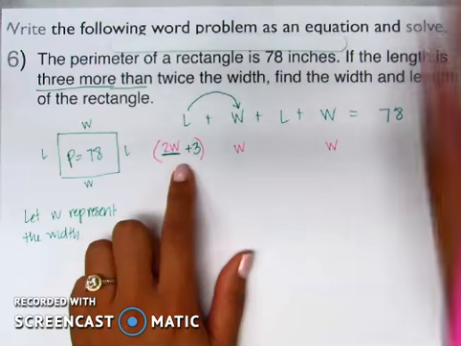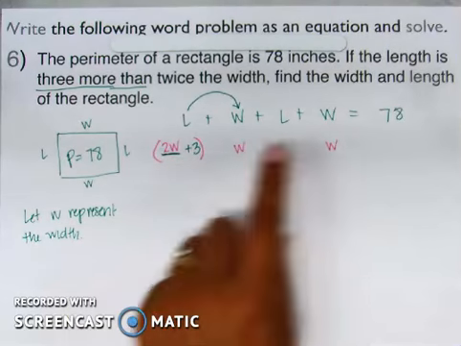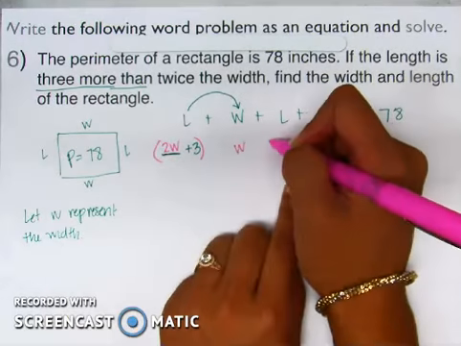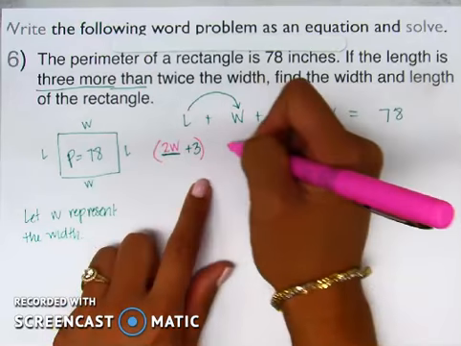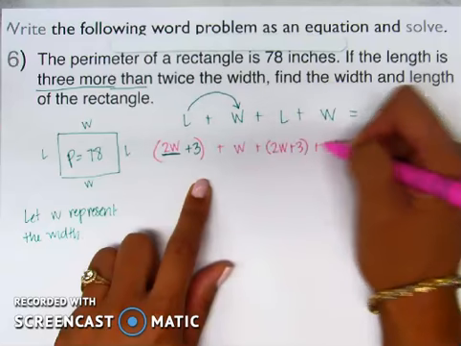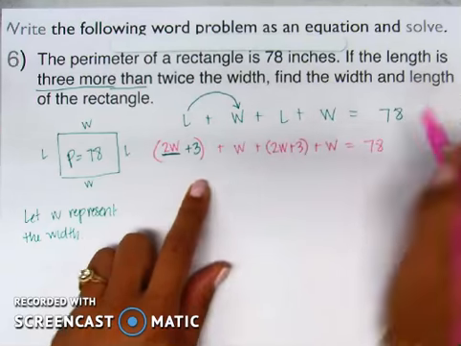This is what we're going to call the length, correction. So we're going to go ahead and do the same thing here. We're going to call this length the same thing, which is 2w plus 3. Now that I have this, I can go ahead and set up the rest of my equation to solve.